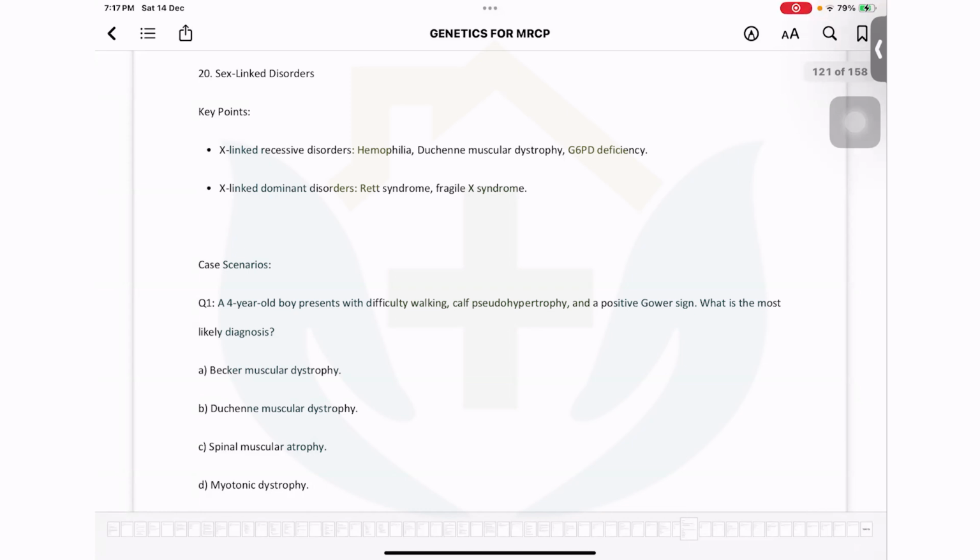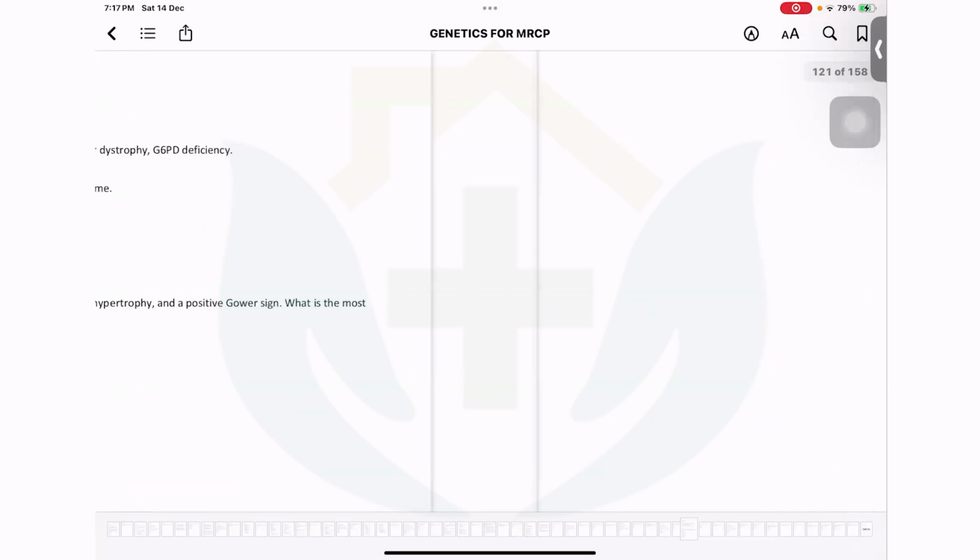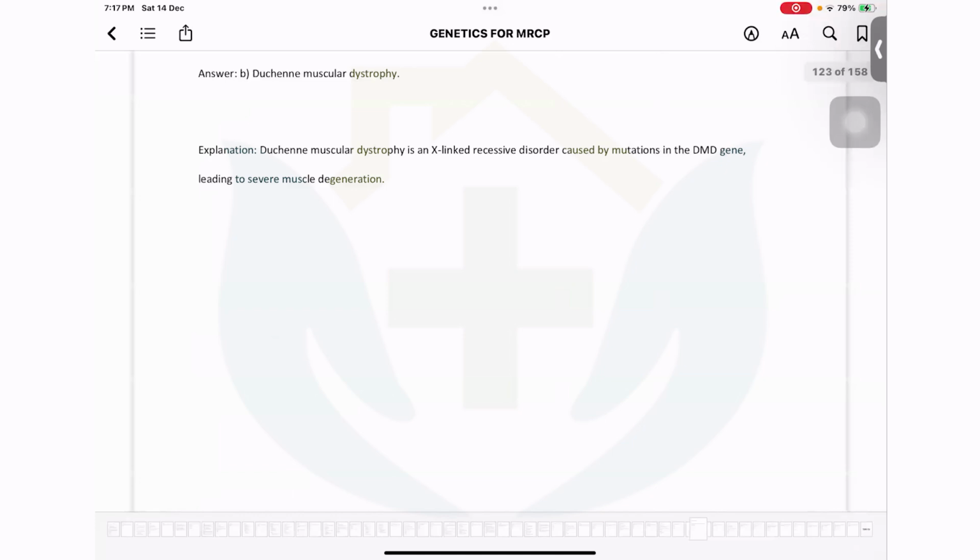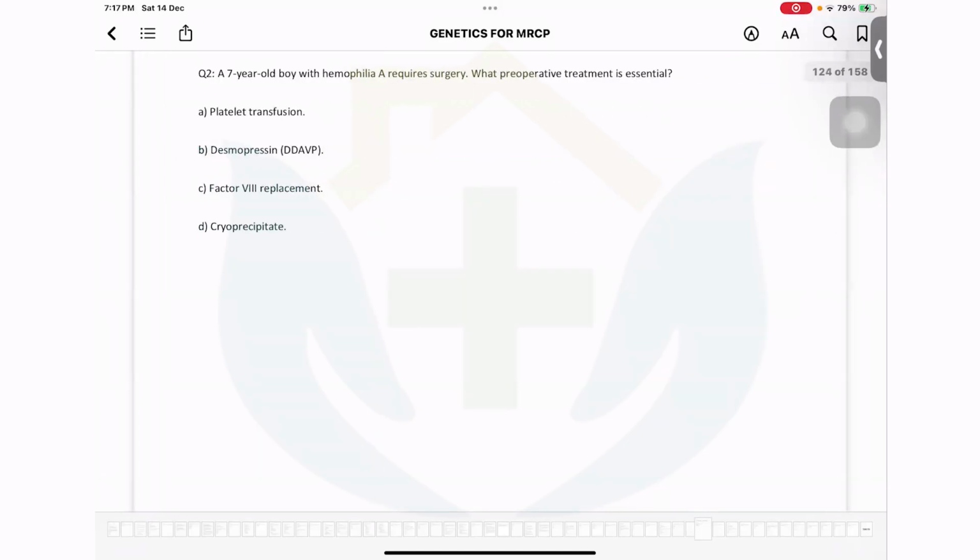Why not Becker? Because of the age. Becker occurs in older children. It is just 4 years, and at 4 years only Duchenne manifests so fast. Duchenne muscular dystrophy is an X-linked disorder caused by mutation in the DMD gene, leading to severe muscle degeneration.